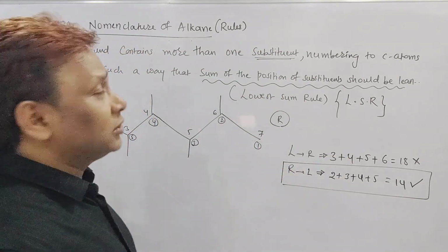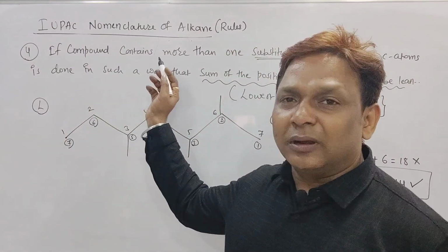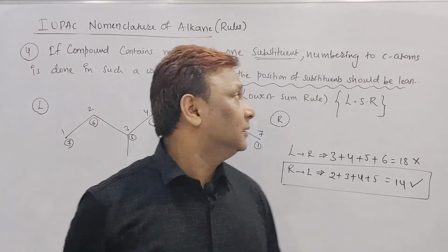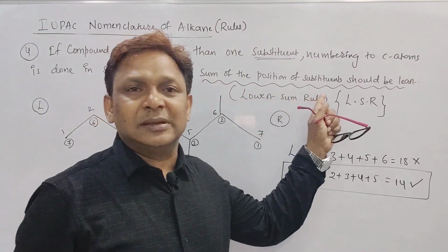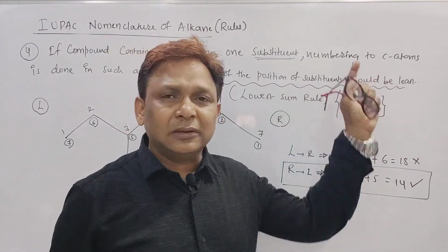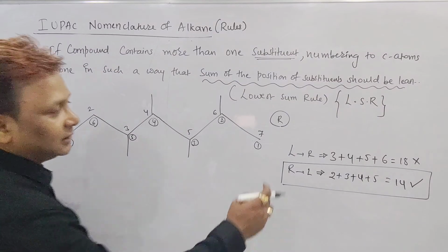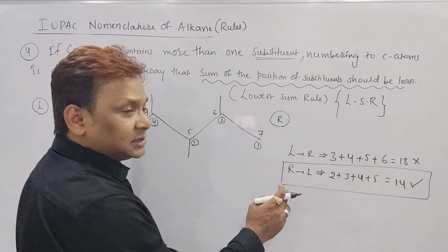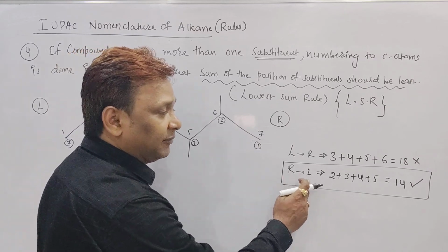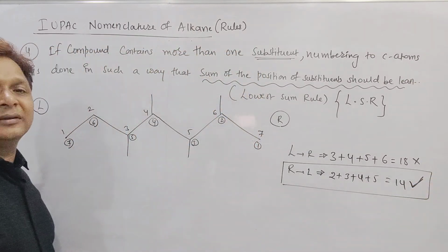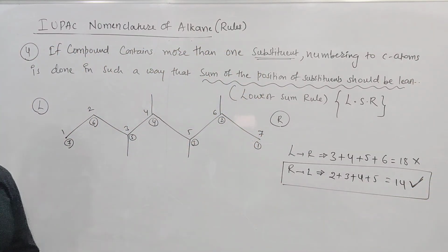Because rule 4 says that if the compound contains more than one substituent, the numbering of the carbon atoms should be done in such a way that the sum of the positions of the substituents is least, beta. Yes, sir. Here, from left to right I am getting 18, but from right to left I am getting 14. Compared to 18, this is the least, and this will be the correct way of giving the numbering to the organic compound. Right?